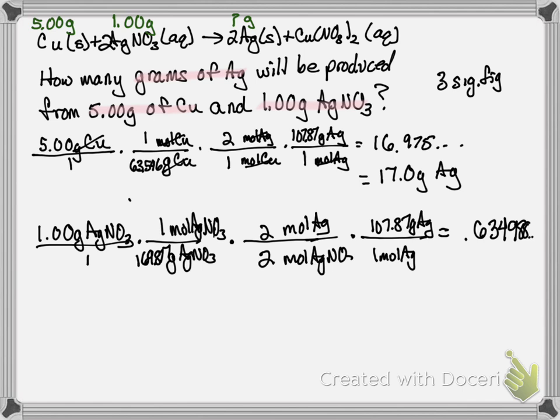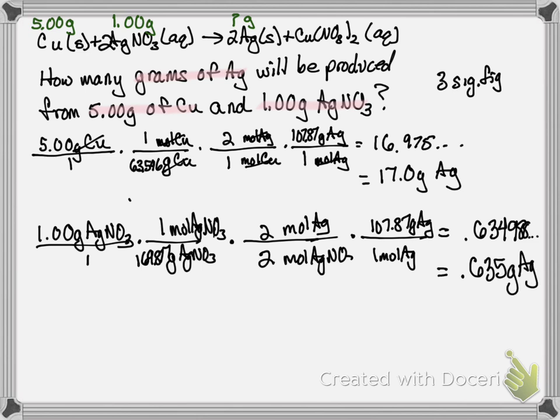Okay, so once again, our calculator is going to show us stuff. You don't have to show me all those extra digits, just your final answer is fine. 3 significant figures. Once again, we're going to have to round for that third significant figure. That'll make that 0.635 grams of silver.